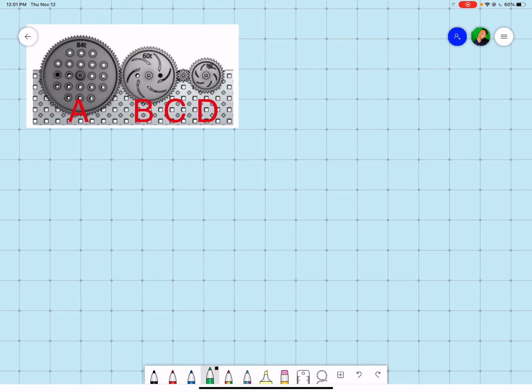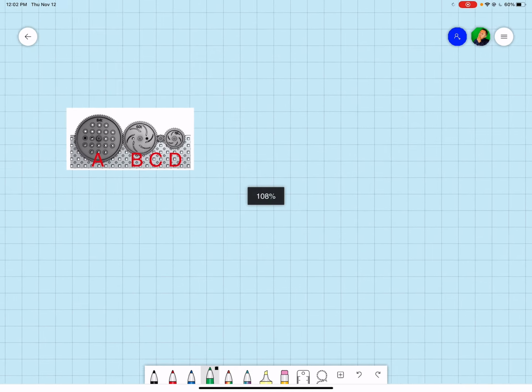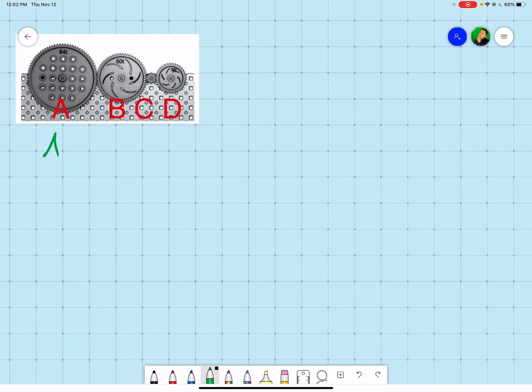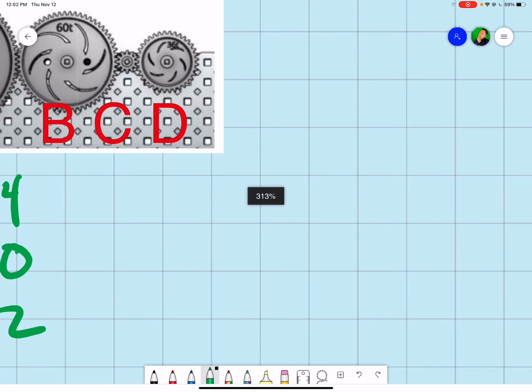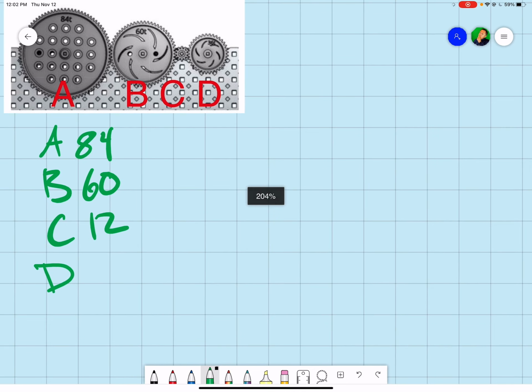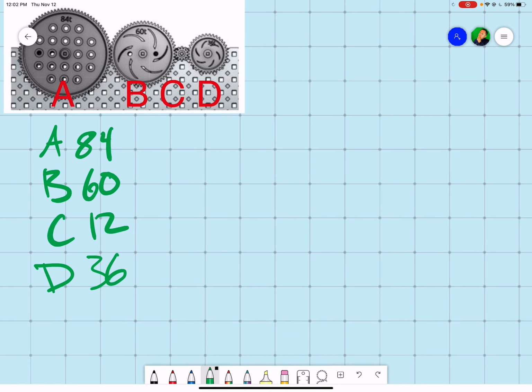So the first thing it asks about is our gears or our teeth. A has 84 teeth. B has 60 teeth. C has 12. I know you can't see it, but you could count it from the picture. It's a small enough number. You should be able to do it. And D is going to be, can you read it? 36. So there we go. That's our teeth.